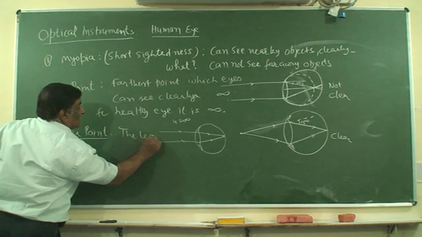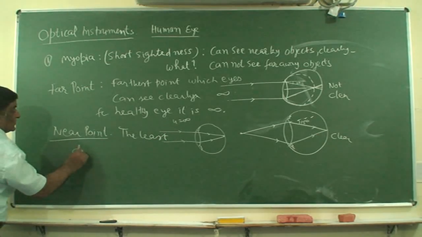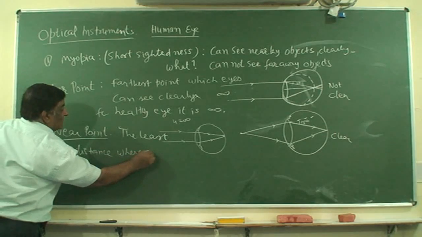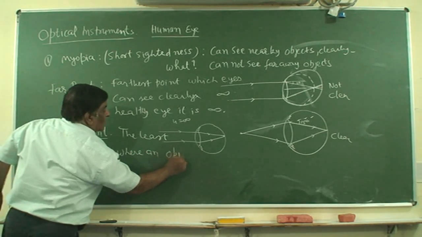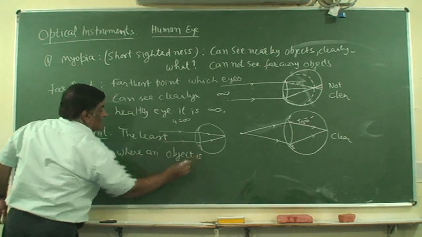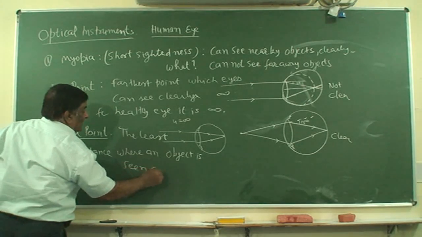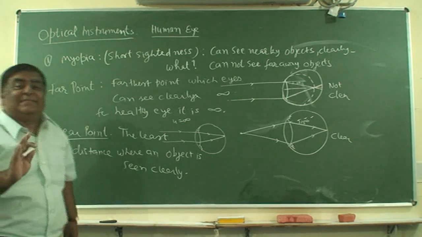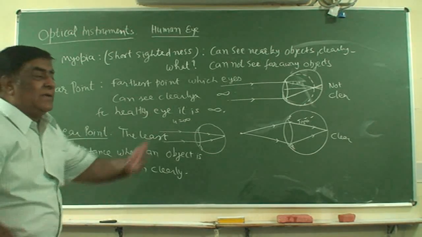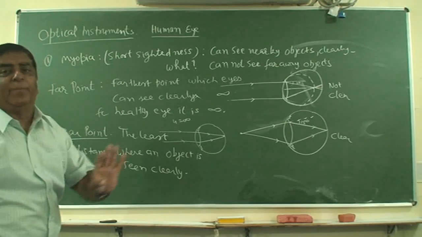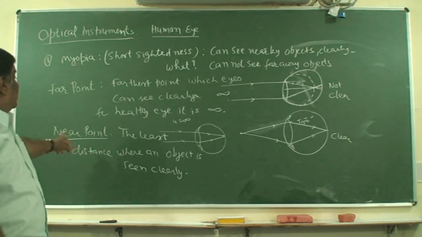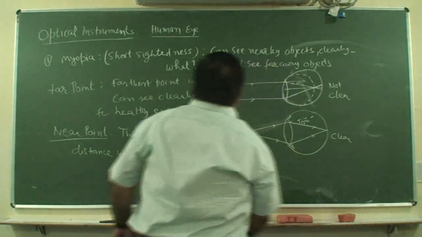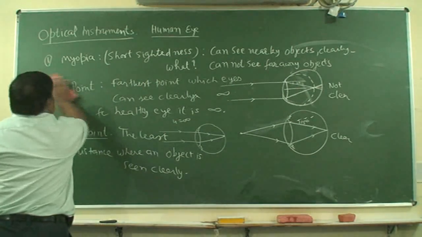The least distance where an object is seen clearly, very distinct and clean. But if you bring it closer than that, you will not be able to see it clearly. So this is known as the near point. Okay, once we know these two points, again we come back to the defect.